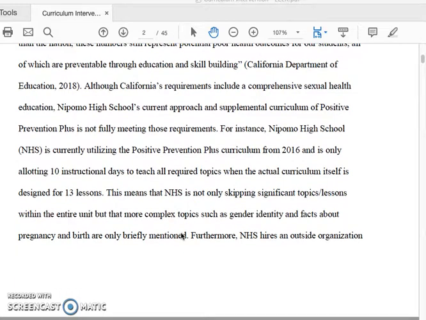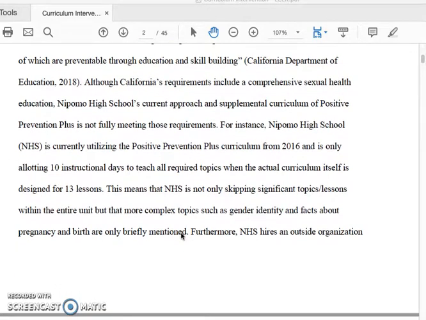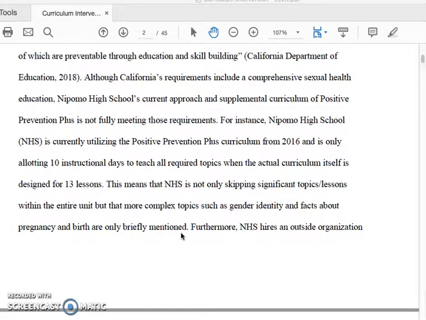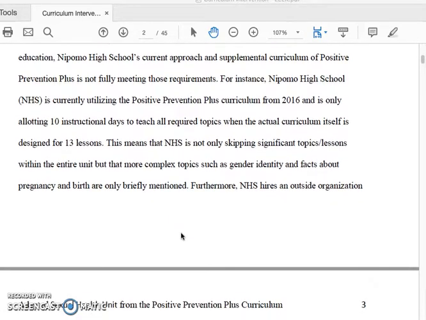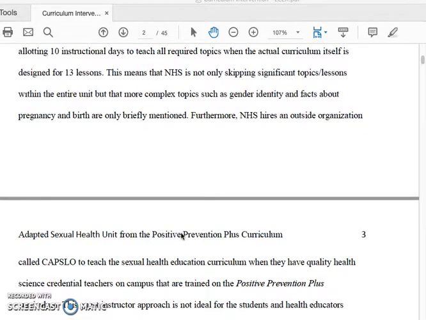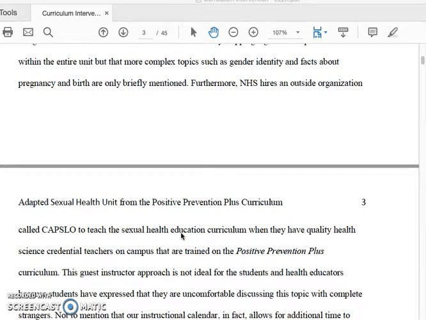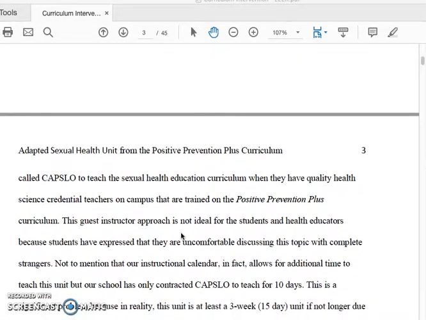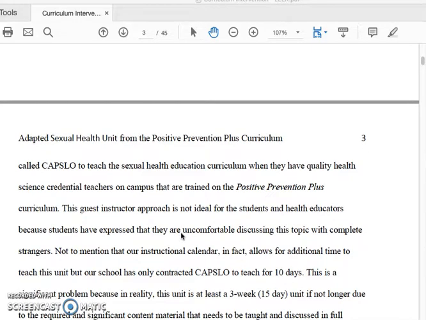Also, my school district doesn't utilize actual health teachers to teach the curriculum. They hire an outside organization to come in and teach it, which our students have actually expressed that they do not like because they feel awkward and uncomfortable. If they ask specific questions, the instructor doesn't really know how to respond, or they feel embarrassed to even ask questions, and they feel that they would be able to have an open dialogue with someone that they've actually spent all year long with. So that is something that I'm discussing in my paper.